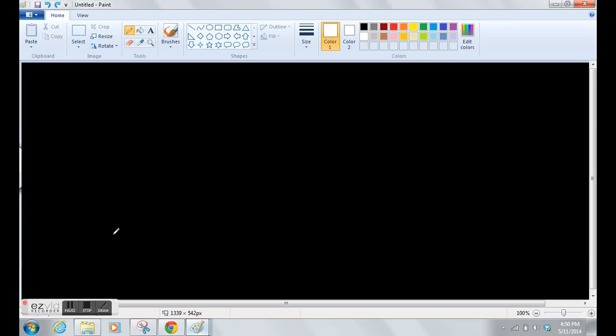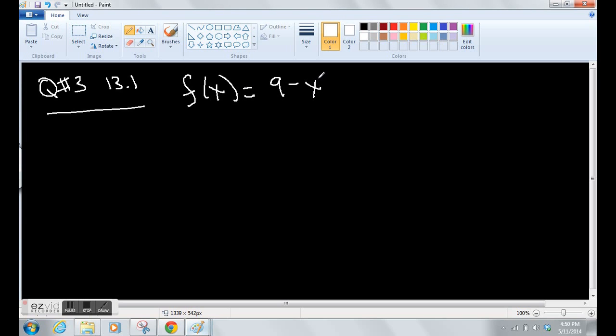So here's the first example. Let me look at question number 3 in this section, 13.1, and it says, approximate the area under the curve for this function. f of x is equal to 9 minus x squared, and we're going to be approximating the area under the curve from x equals 1 to x equals 3, and we're using 4 sub-intervals. That means we're going to be using 4 little rectangles.